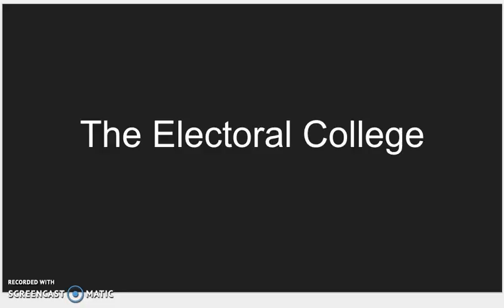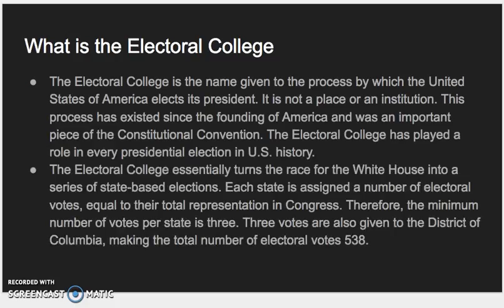All right, so what is the Electoral College? The Electoral College is really the name given to the process by which the United States of America elects its president, right? So it's important for us to understand it's not a place, it's not a school that people go to. Nobody gets a degree from the Electoral College.